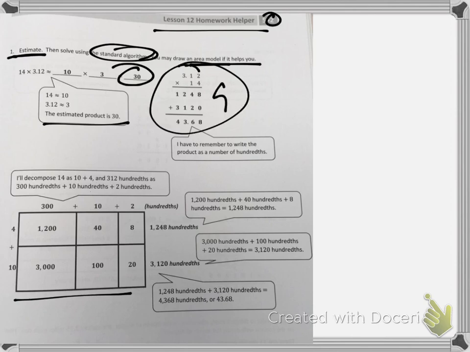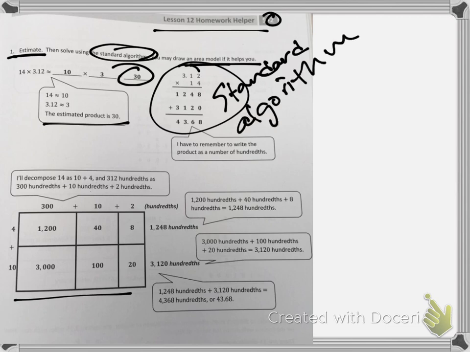This is the standard algorithm. All right, this is what we are shooting for everyone to know how to do. And we see that 30 is reasonably close to 43 and 68 hundredths.